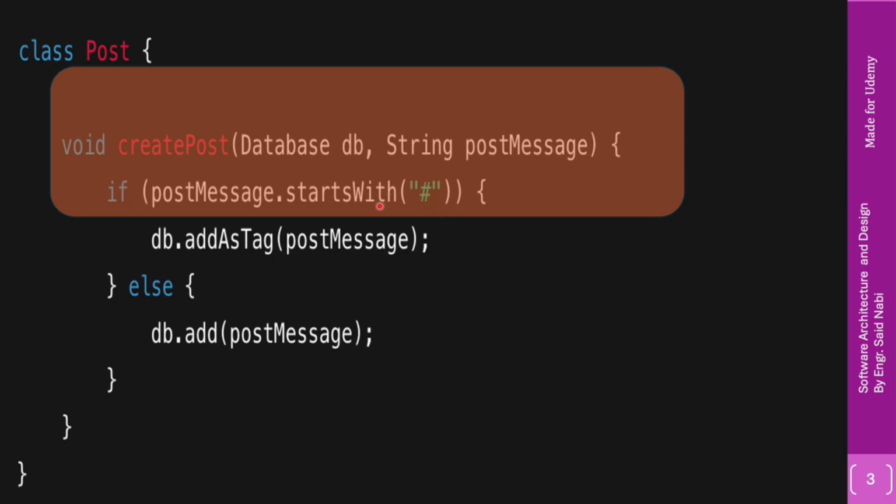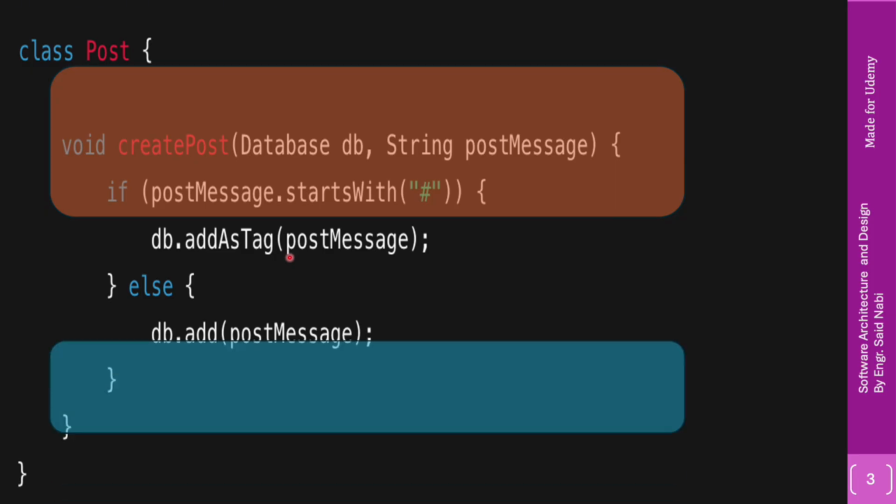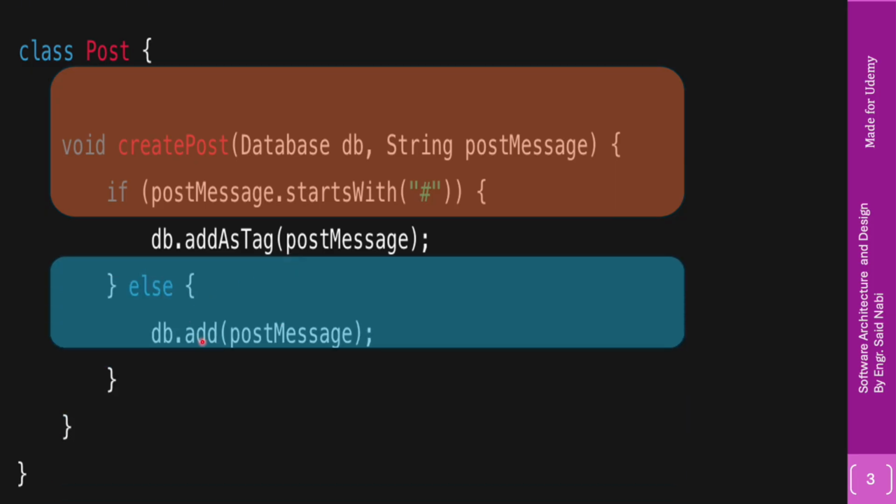If the post message starts with a hash, then this is a tag message, and it should be stored with this particular method. But if the message does not start with a hash, then it is a post message, and it should be stored with this method, right? So these are two types of messages which can be posted by this createPost method. But let's say in future you want to add another type of message, like a mention message, where one person mentions another person. Then we have to make changes in this existing class.